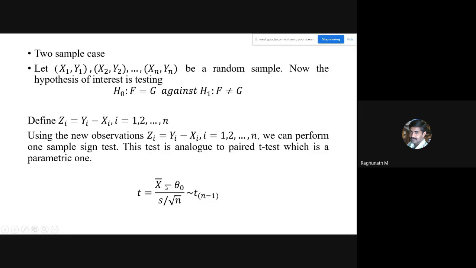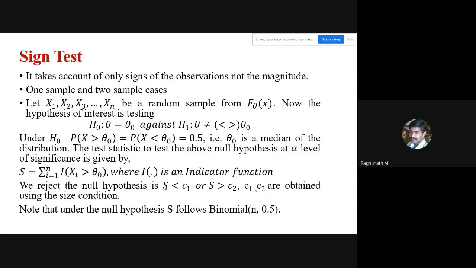Many of you have seen this. Just look at this. Look at this S. What will S take into account? S will just take into account the sign of the observations. It is not considering whether it is minus 3 or minus 10.